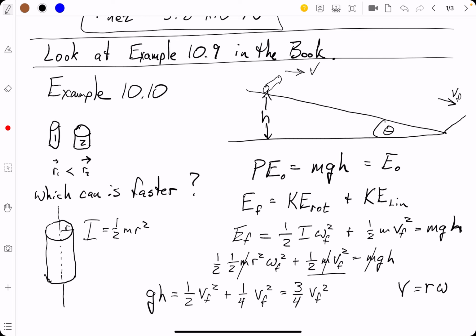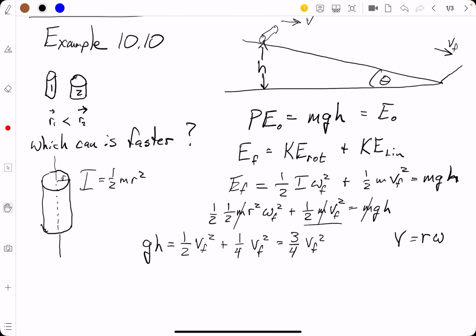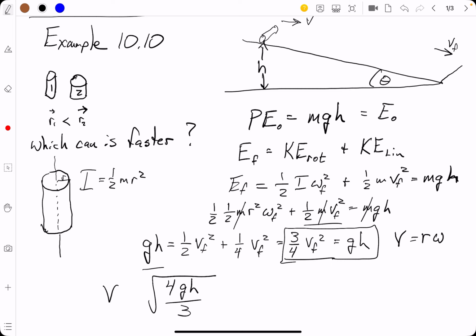Okay? And so far so good. I'm going to move up, we need a little bit more space. And I can now solve this. So let's just put gh here. We're going to solve this one right here for v final squared. I've got the square root of 4gh over 3 equals v final.